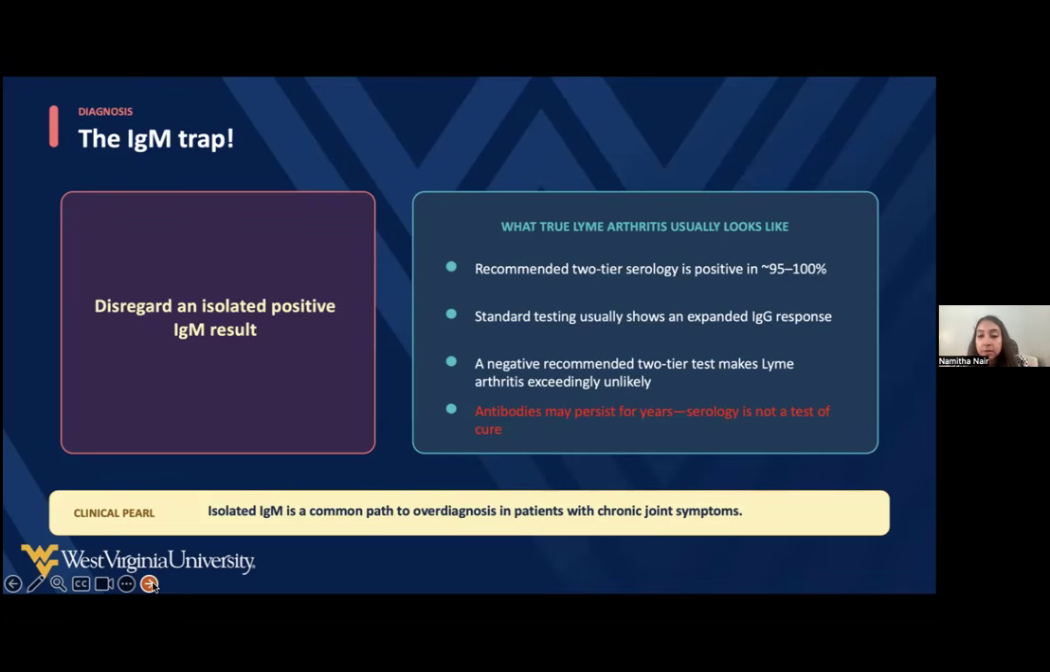And remember that antibodies may persist for years. So if you have a patient with Lyme's arthritis, you have treated them, and they're still reporting some residual pain or swelling, don't try to do serologies again, because serologies can be chronic and they stay positive for years. So it is not a good idea to keep testing the serologies because it's going to stay positive and it's difficult for you to make any assumption from that. And if you do only the IgM testing, it could lead to overdiagnosis in patients who have chronic joint symptoms.